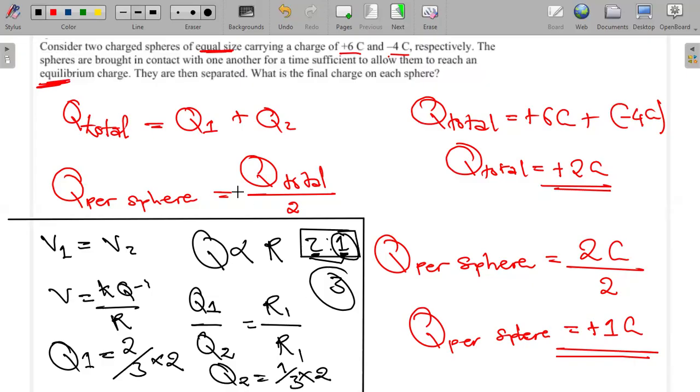Any question here? Okay, so if there's no question, that is all about this particular question.